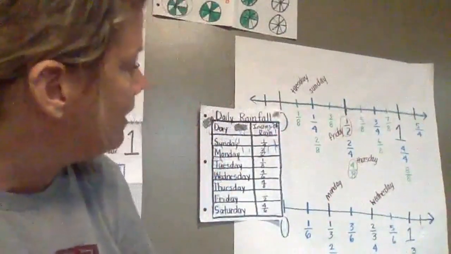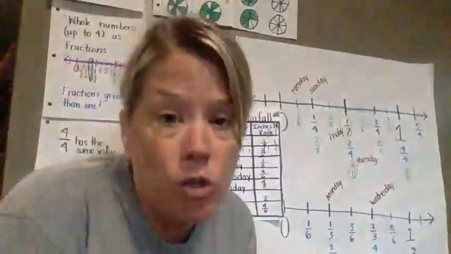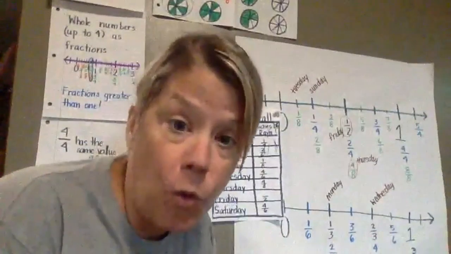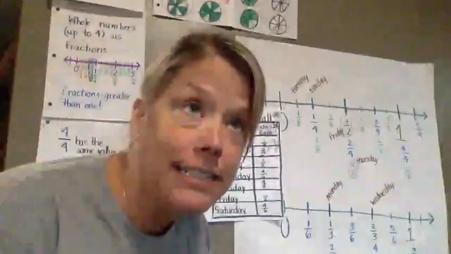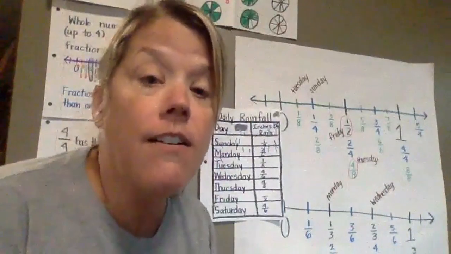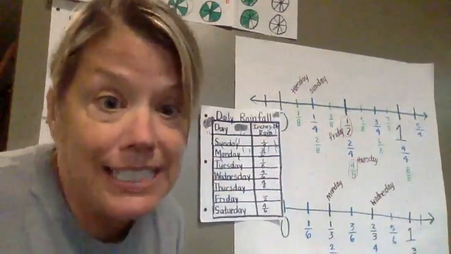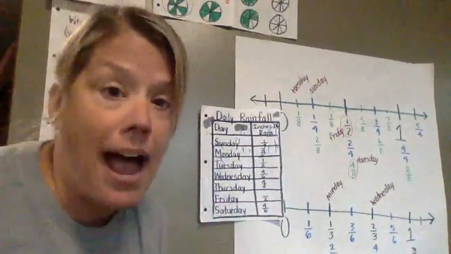Compare Monday or Wednesday. So then we remembered our related fractions, how in third grade we only talk about halves, thirds, fourths, eighths, and sixths. And we know that halves, fourths, and eighths are related. And we know that thirds and sixths are related. And they're related by half.